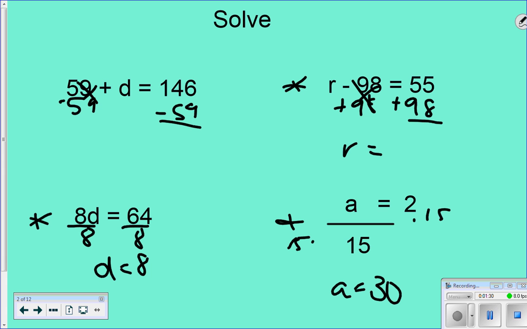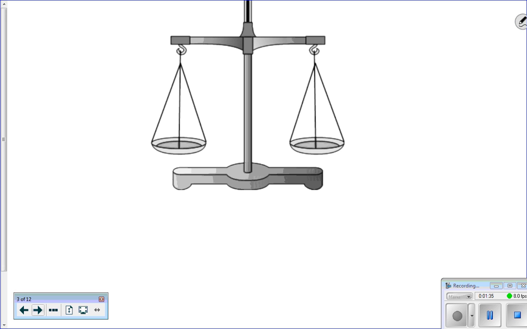Okay, so everybody remember how to solve these, because you're going to have to know how to do these to do today's. Now, I'm going to show you today's by using the balance, because I think it's the easiest visual for you to understand. And I'm going to start with a problem that looks like this: 2a plus 1 equals 7. That's the one I'm going to start with.